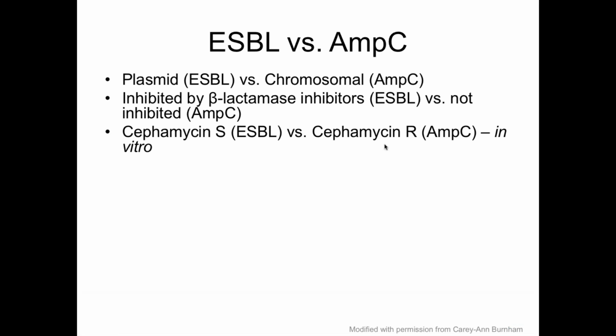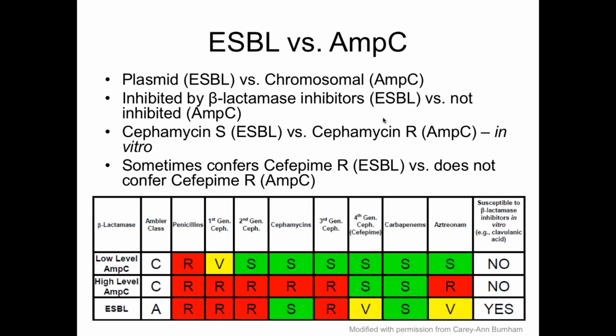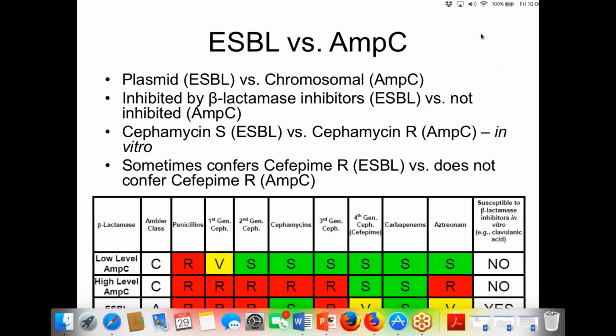It's not necessarily something you should be using for treatment, but just sort of recognizing the pattern when you get the report from the micro lab. ESBL can confer resistance to cefepime, but it doesn't tend to for AmpC. And just sort of to put it all into one chart here, the same thing that we talked about, really the bottom 2 lines are the most important here.